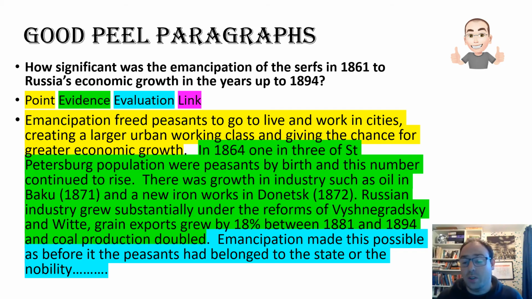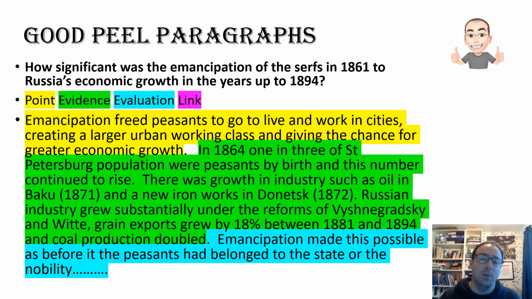So this is another example. This one's worked slightly differently because the evidence bit's more compacted and the evaluation's a bit more in terms of the traditional one. So how significant was the emancipation of the serfs in 1861 to Russia's economic growth in the years up to 1894? So this is a paper one, Tsarist and Communist Russia question.